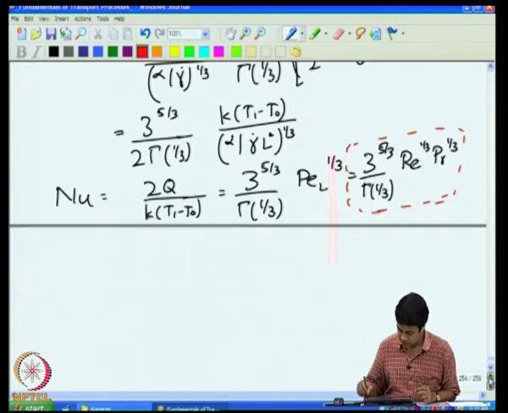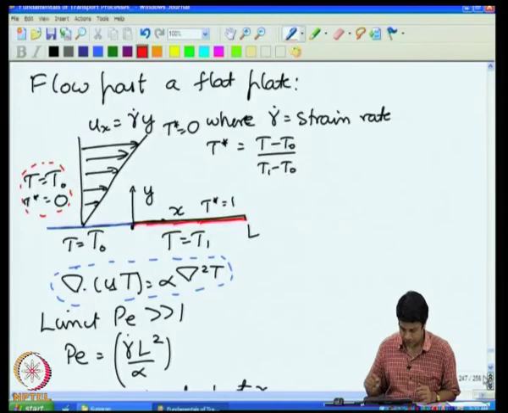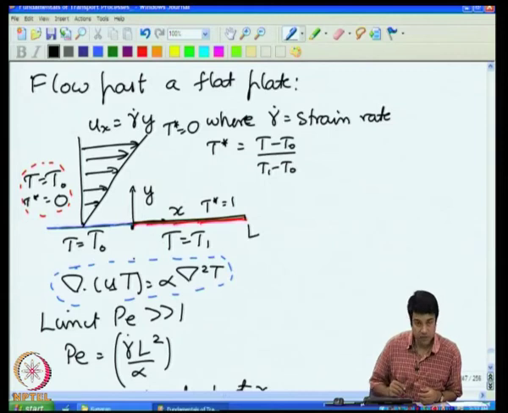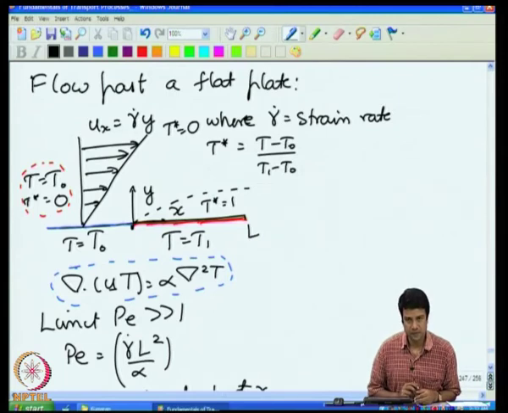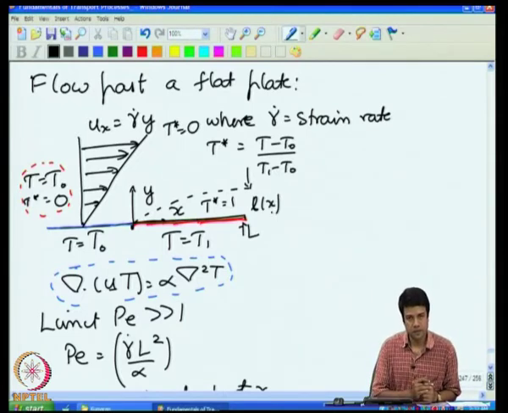This we solved for the particular case where the velocity is linear, where there is a linear velocity profile at the surface. However, the solution is actually more general than that. Okay. Regardless of the velocity profile that I have, the boundary layer thickness is actually small compared to the length scale. So, for the solution to be valid, the only requirement is that the velocity profile has to be linear over a length scale comparable to the boundary layer thickness.